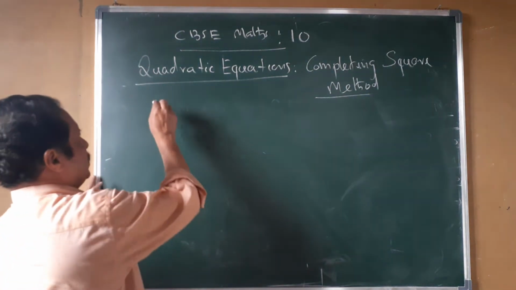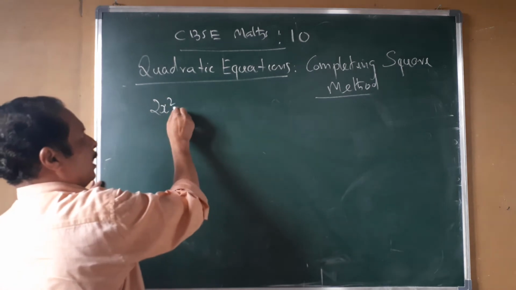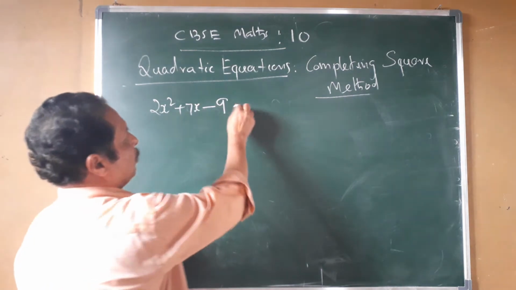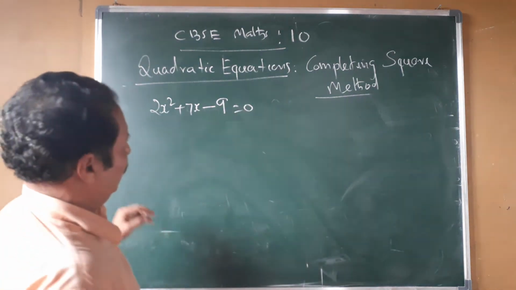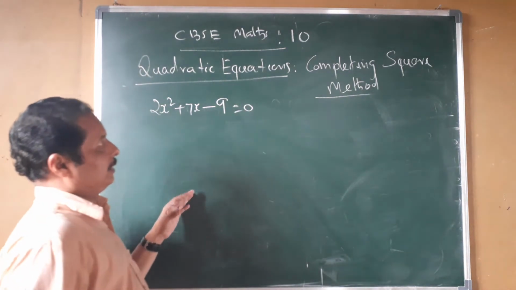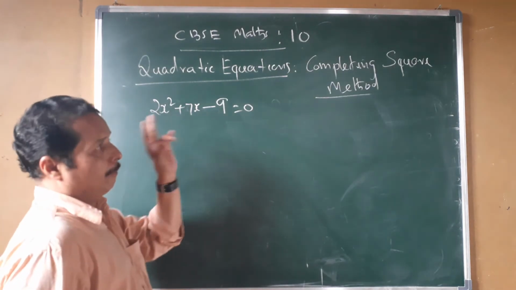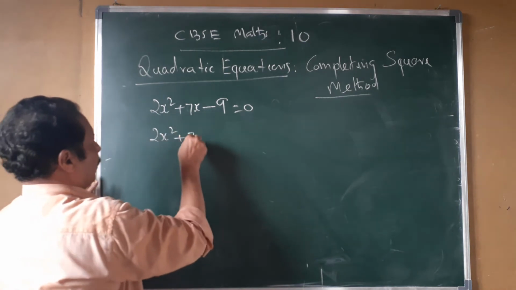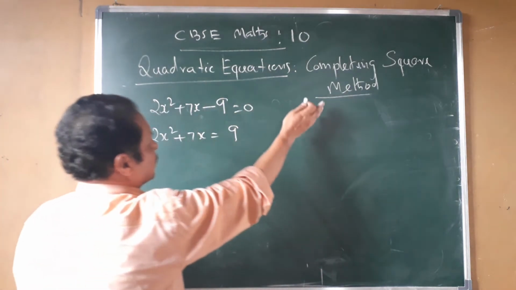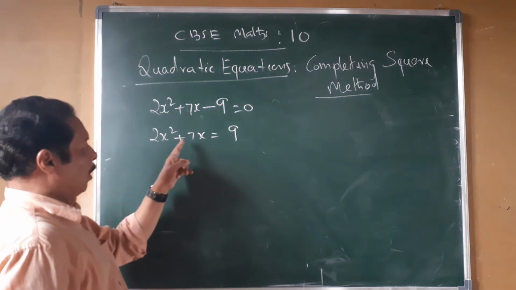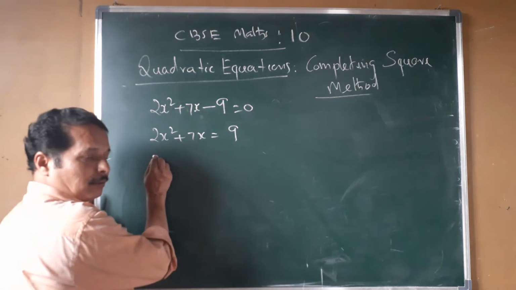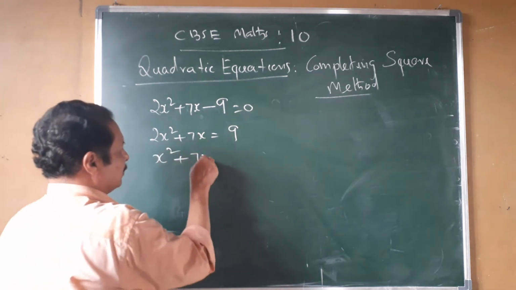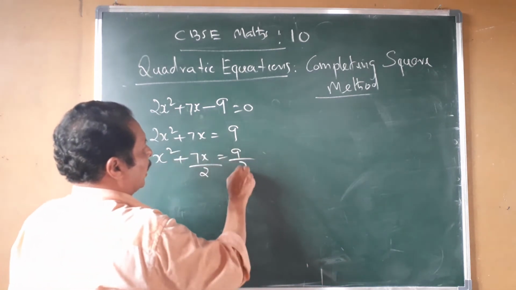Right, so second question: 2x square plus 7x minus 9 equal to 0. This is a given quadratic equation. We want to find the roots of the equation by the completing square method. Are you ready? First step, 2x square plus 7x equal to 9. Minus 9 transferred to that side. Now make it x square. This will be divided by 2, you get x square plus 7 by 2 x equal to 9 by 2.